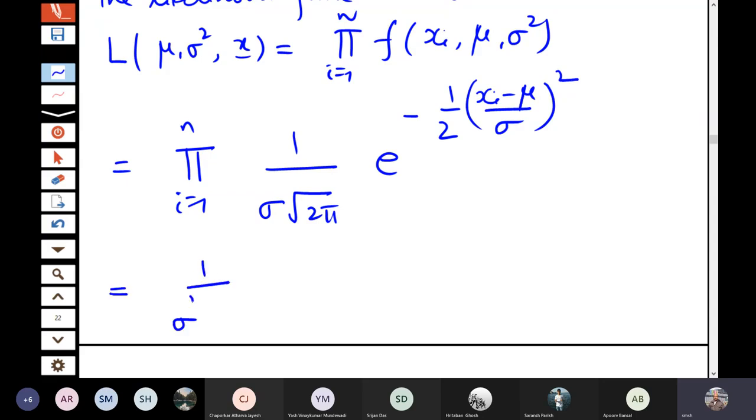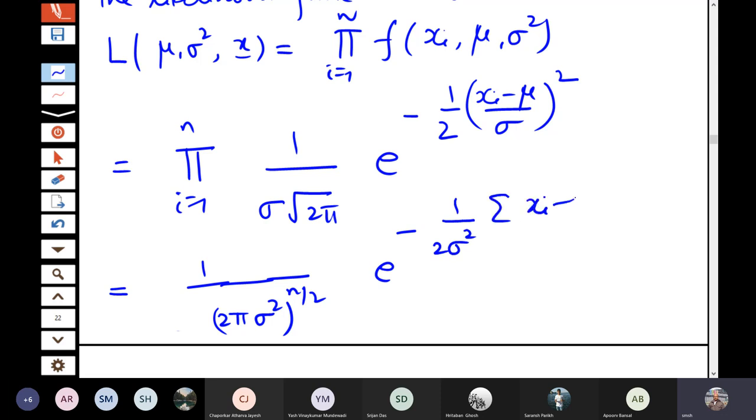So that is 1 by sigma to the power n, (2 pi) to the power n by 2, or we can write like this also. I can combine these two terms: e to the power minus 1 by 2 sigma square, sigma (xi minus mu) square.